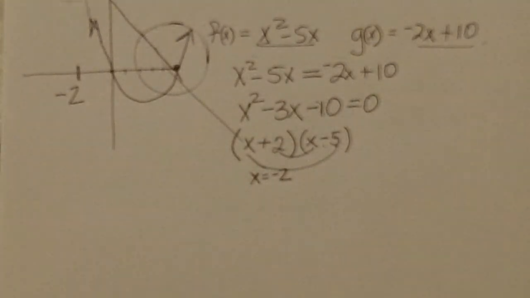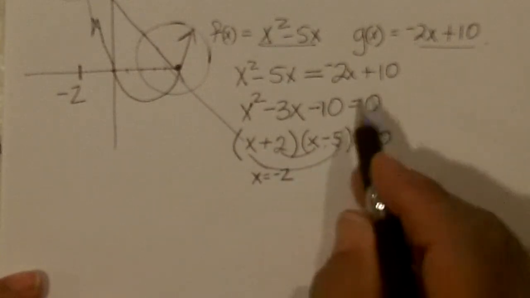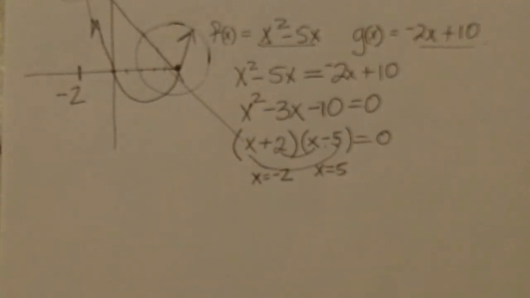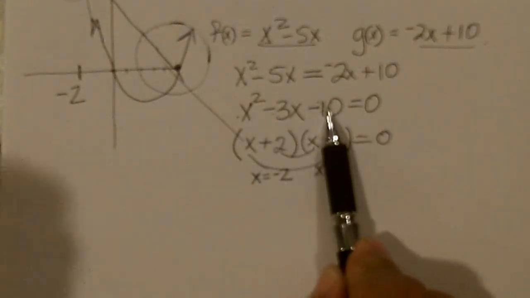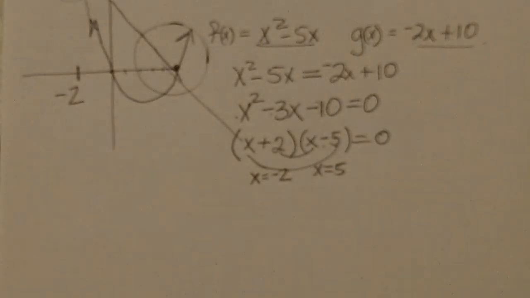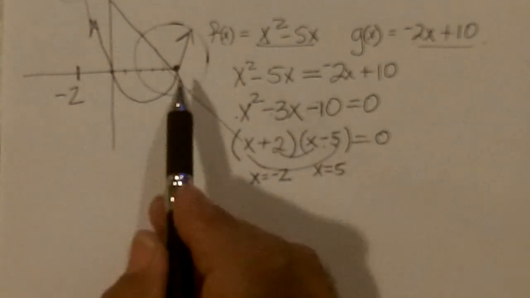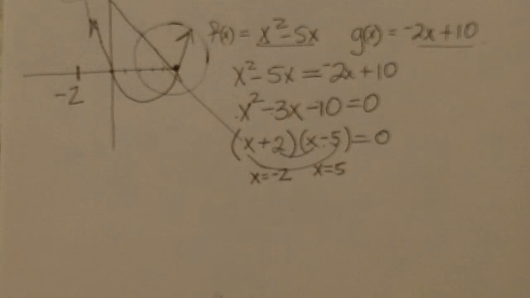Because I would set this equal to 0 and this equal to 0, and x would equal 5. I would get those same numbers if I put 1, negative 3, and negative 10 into the quadratic formula or into my calculator. Okay, but I didn't ask for those numbers. I asked for the points of intersection.